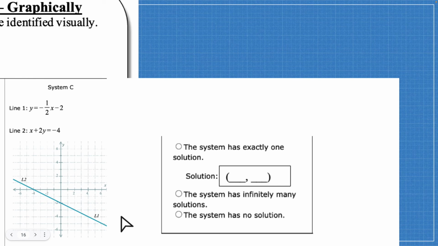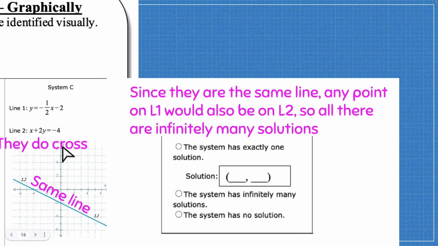So we can see they're right on top of each other. I only see one line, which means that there's one line right on top of the other line. So that means they do cross. Technically, they cross at every single point because they are the same line. I know cross is probably not the best way to say that, but every single point of one line is the same as every single point in the other line. So since they're the same line, any point would work for line 1 or line 2, so they have infinitely many solutions. You don't identify a single solution, because any point on that line will work for both.